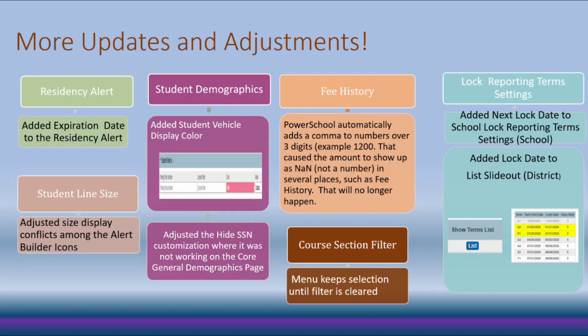He's also fixed, if you are using, it's an external customization and it's JMK's fee history. If you're using that in addition to ours, it was causing his to show an extra school column. Corey has fixed that, so those two will play well together.